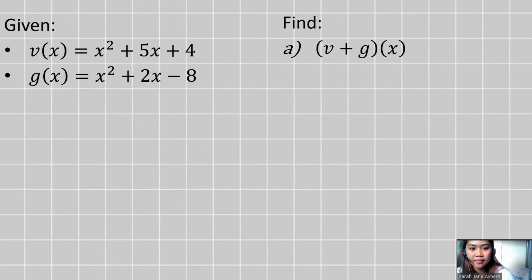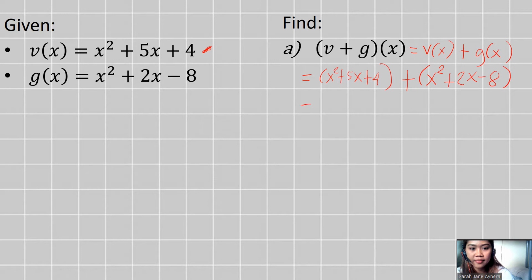Let us try first letter A, v plus g of x. By the definition of the sum of two functions, this is equal to v of x plus g of x. So we are going to substitute v of x, or the function of v, and that is x squared plus 5x plus 4, plus the function of g, which is x squared plus 2x minus 8.